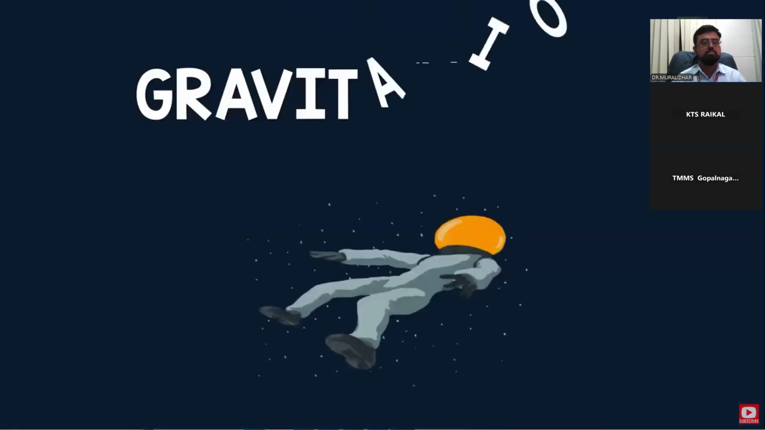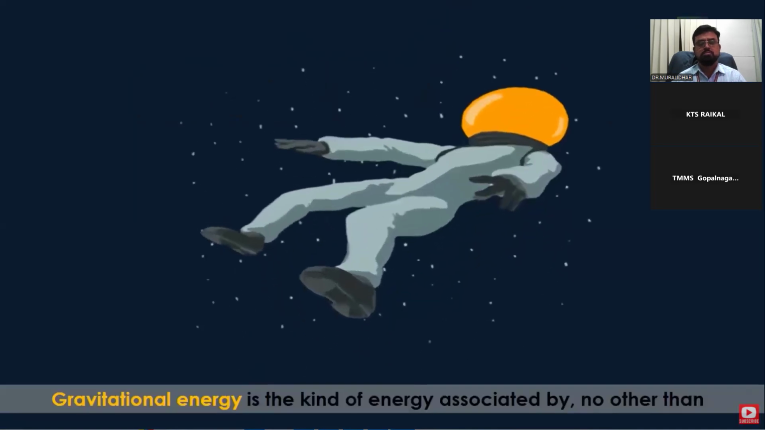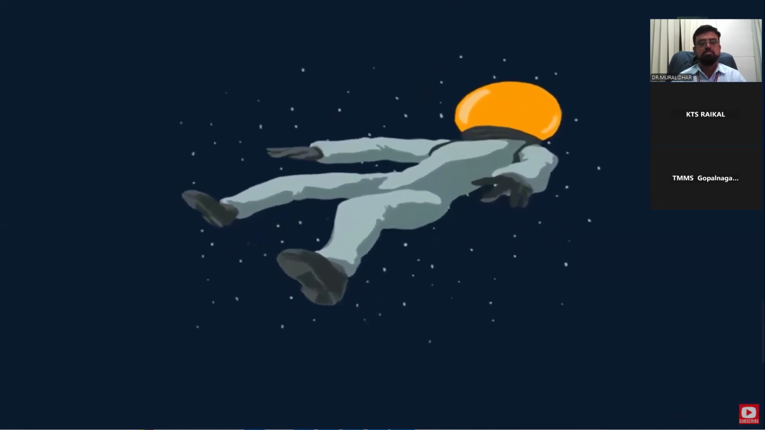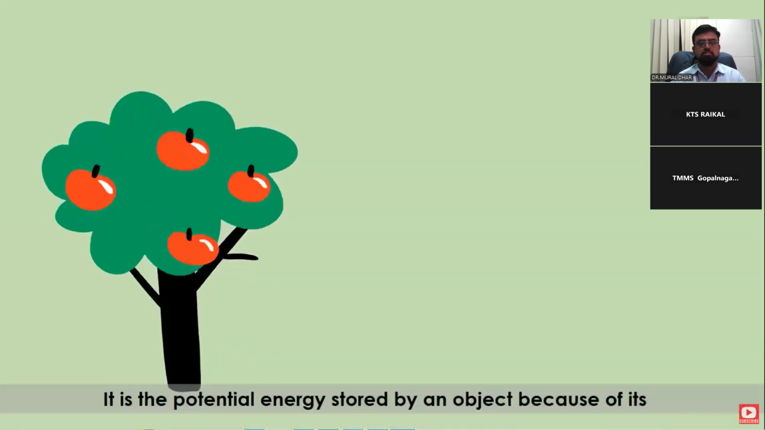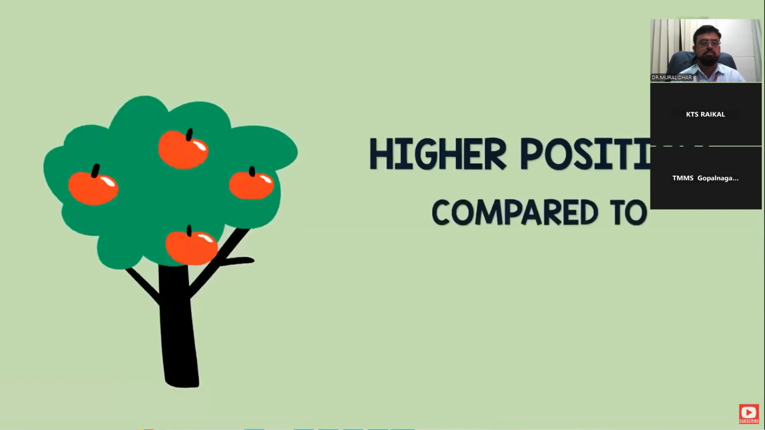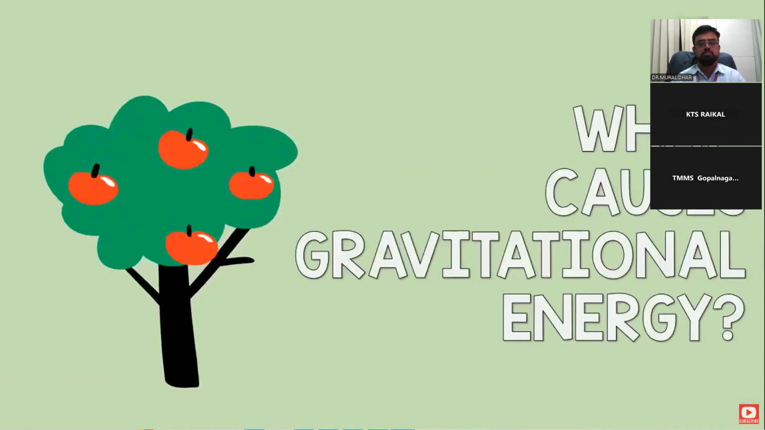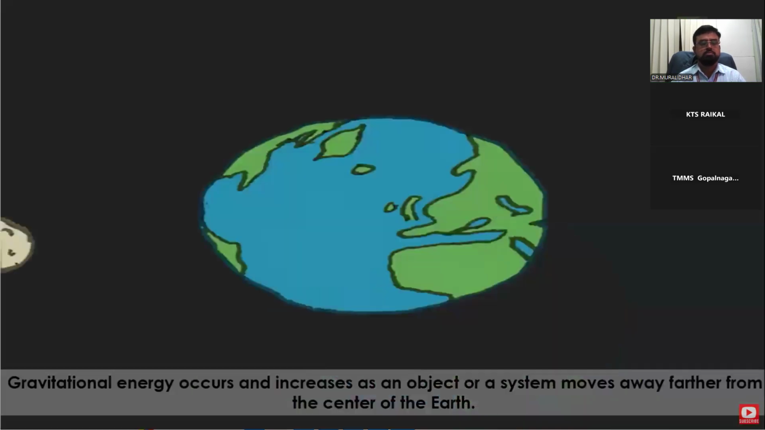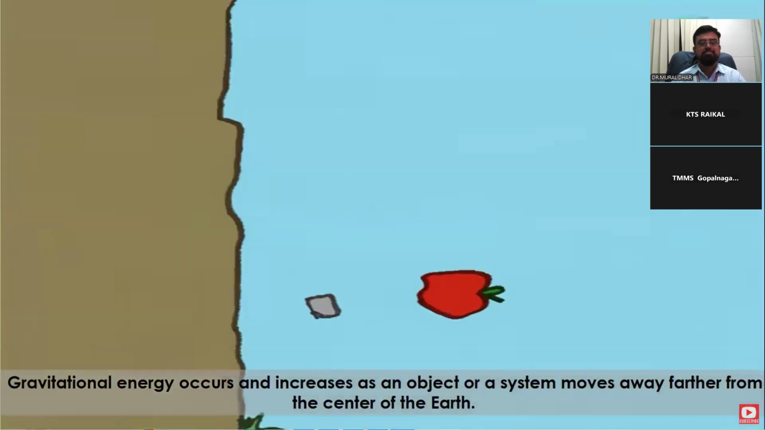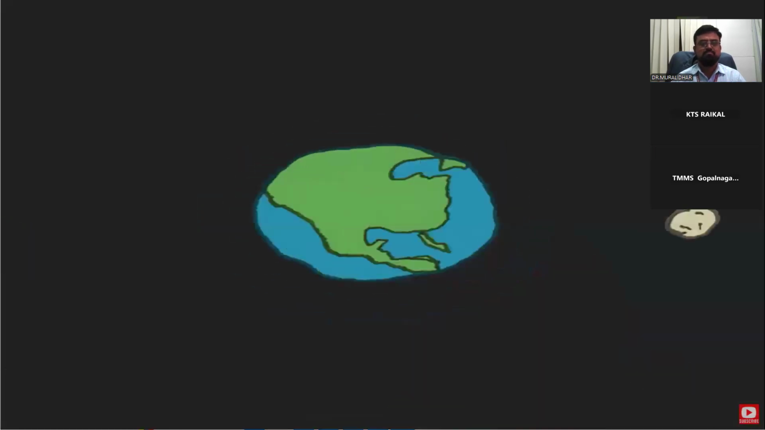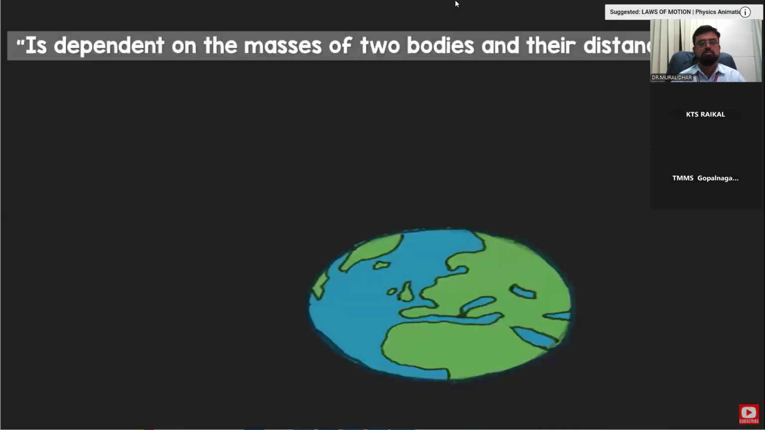And now we have gravitational energy. Gravitational energy is the kind of energy associated with none other than gravity. It is the potential energy stored by an object because of its higher position compared to a lower position. What do you think causes gravitational energy? Gravitational energy occurs and increases as an object or a system moves further away from the center of the Earth. Gravitational energy is dependent on the masses of two bodies and their distance apart.